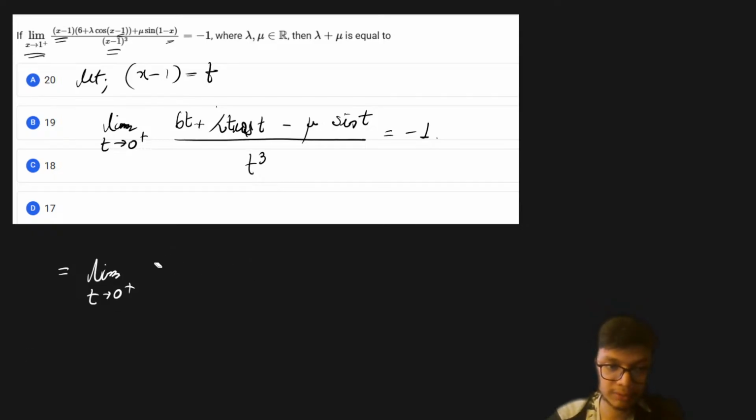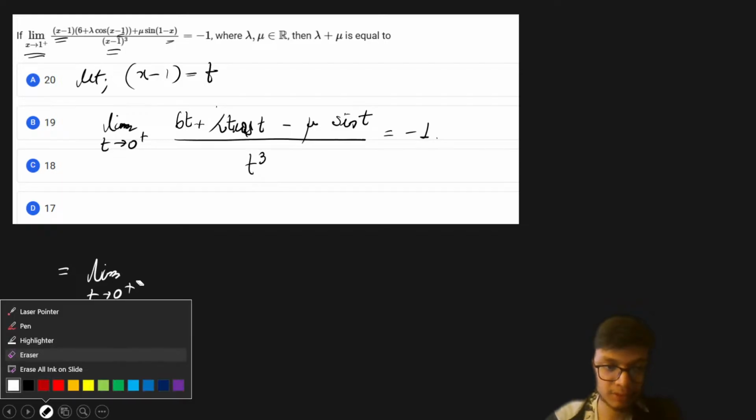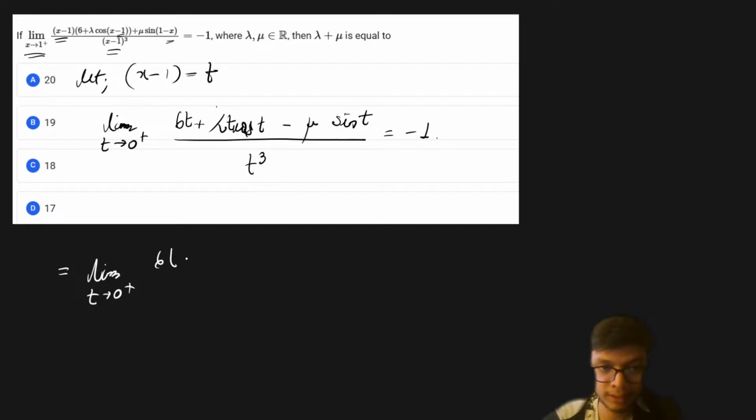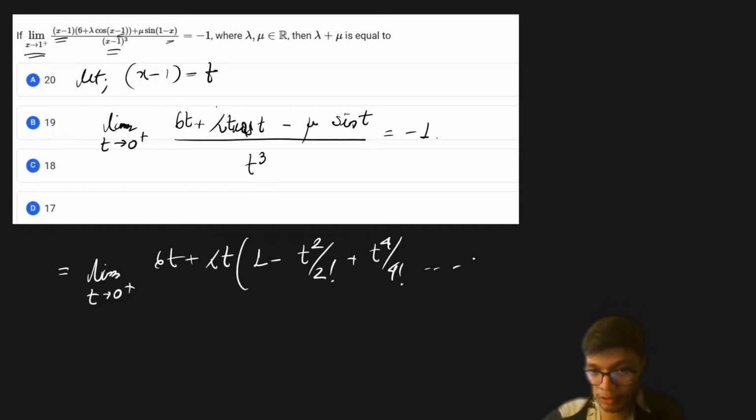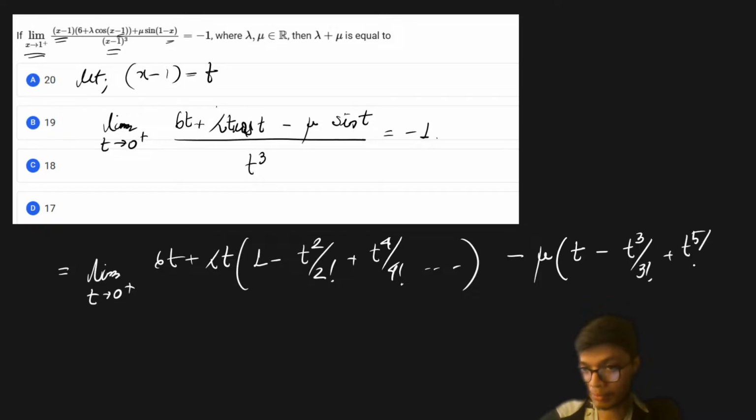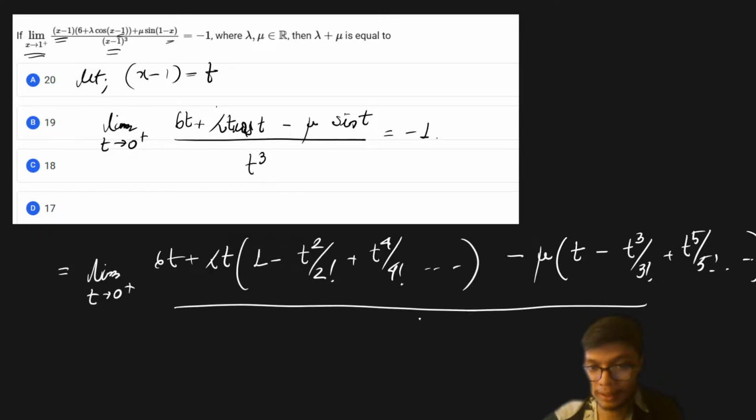First of all, let me expand. Let us not hurry. It will be 6t plus lambda t into cos t. Now the cos t expansion is given as 1 minus t square by 2 factorial plus t to the power 4 by 4 factorial and so on. Minus mu times sine t, and the sine expansion is t minus t cube by 3 factorial plus t to the power 5 by 5 factorial and so on up to infinity. And the whole thing is divided by t cube.